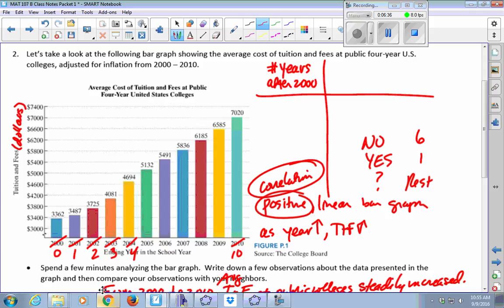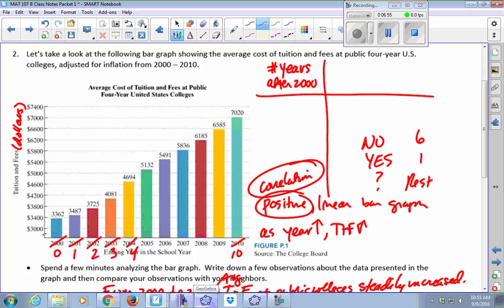2000 I'm using as my base year. I could have picked 2005 if I wanted to. And if I did, then 2000 would have been a negative 5 because it would have been 5 years before 2005. Just depends on what you pick as your sort of starting point. Okay, so I'm picking 2000.